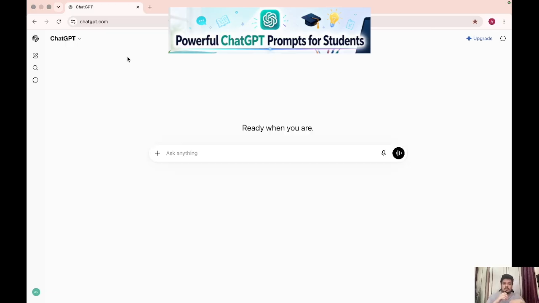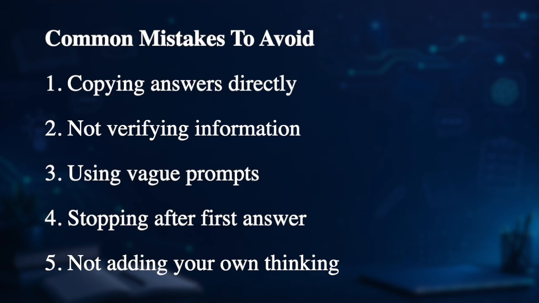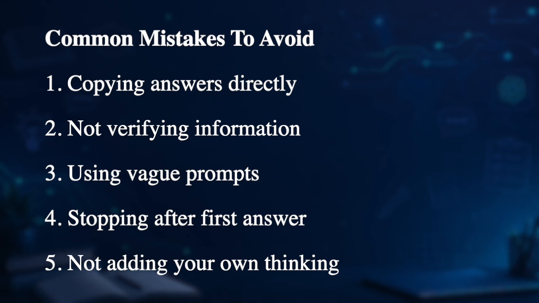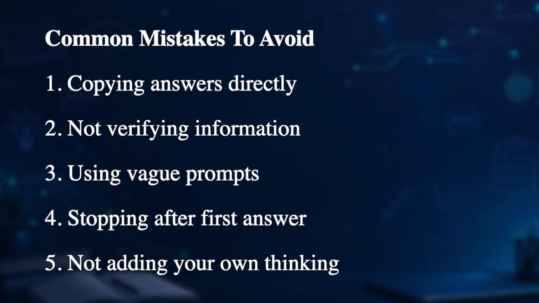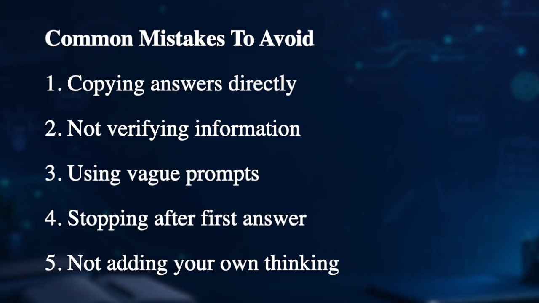Before we close, here are some mistakes students should avoid while using ChatGPT. Firstly, copying answers directly. Use ChatGPT to learn, structure, and improve, not to cheat. Secondly, not verifying information. ChatGPT can make mistakes. Always check important facts from textbooks, teachers, or trusted sources. Mistake number 3, using vague prompts. Instead of saying, explain this, give context, say your level, topic, exam type, deadline, and what kind of output you want.